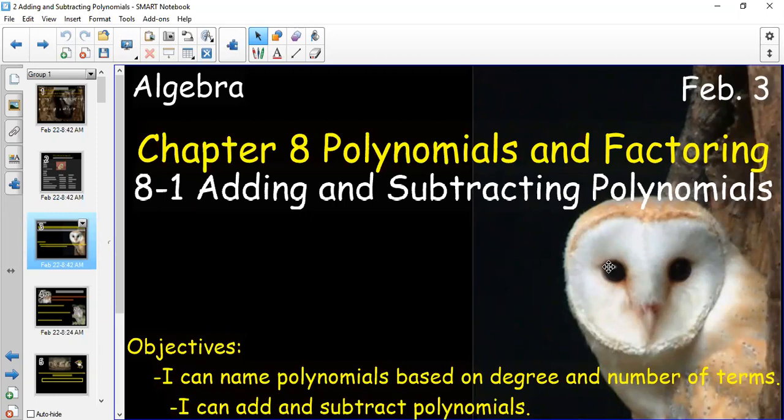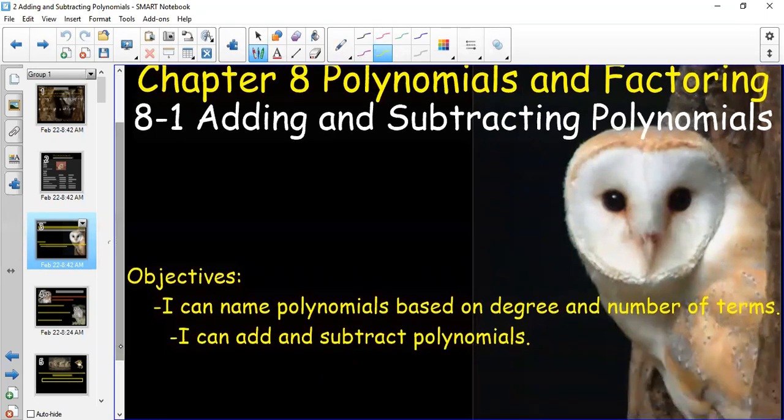If you remember yesterday, we started our new chapter on polynomials and factoring. We talked about what a polynomial was and how to name them based upon both the degree and the number of terms. Today's lesson is going to be a super short lesson because, one, the concept isn't too difficult, and also we had vision testing today, so we are just going to have the notes today, and then tomorrow we'll play a game with the last couple of days' lessons.